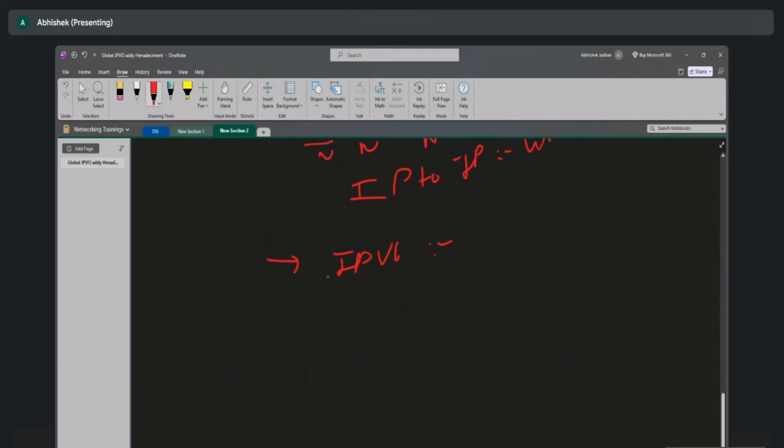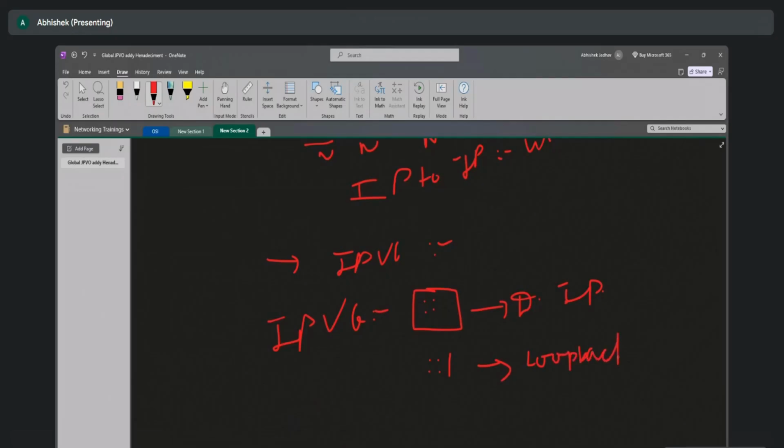Now, what else do we have? For IPv6, if you have a device which is having IPv6, I'll show you shortly, it will have a default IP in this notation. Make a note of it: two colons is the default IP for IPv6. And if it has this and a 1, this is the loopback IP.